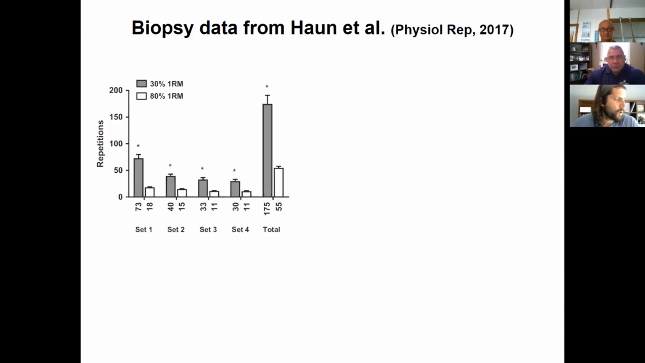Just to show you all, this is the number of repetitions performed when people did 30% 1RM training to failure versus 80%. Clearly, you do a lot more repetitions with 30% 1RM training to failure. On average, the first set consisted of 70 leg extensions, which seemed quite painful when we were monitoring these participants. They did not enjoy that training protocol, right?